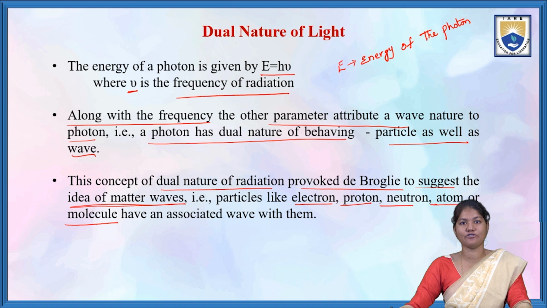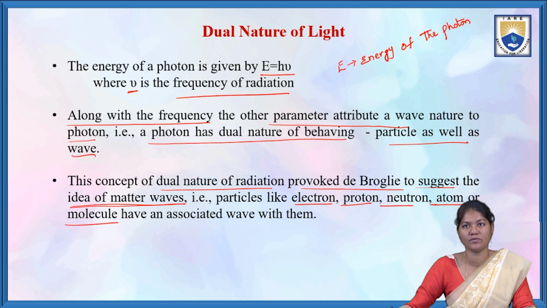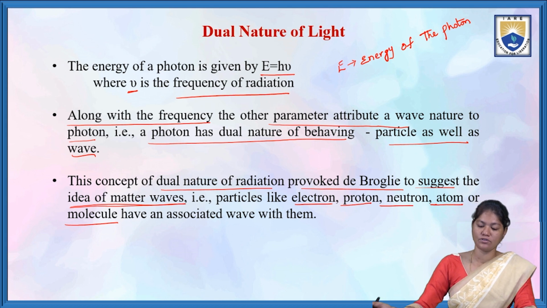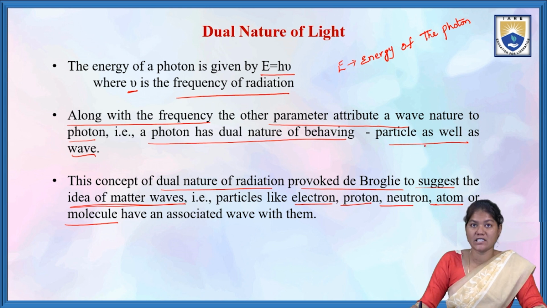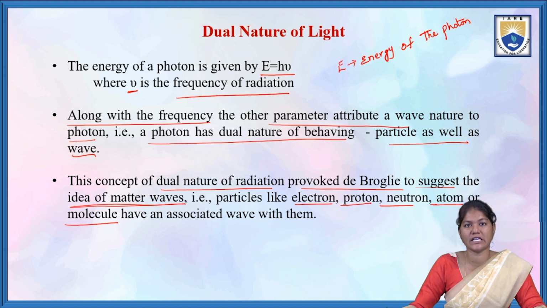And what is the energy of the photon? E equals h nu. Along with the frequency, which is a parameter attributed to wave nature, the photon has dual nature of behavior, particle as well as wave. The concept of dual nature of radiation provoked de Broglie to suggest the idea of matter waves, that particles like electron, proton, neutron, atoms have an associated wave with them.